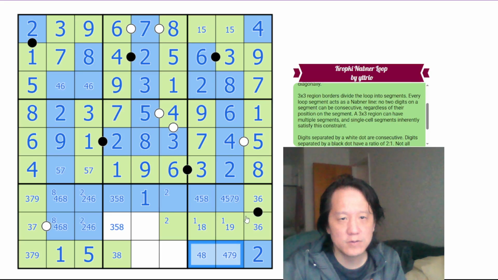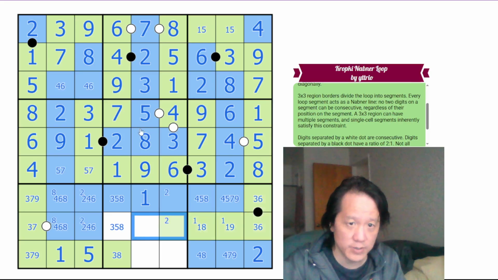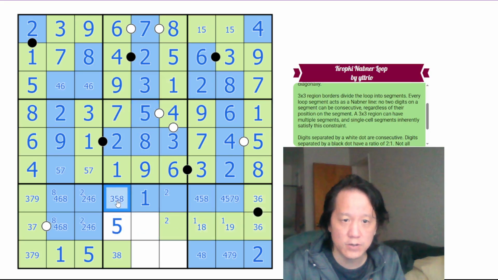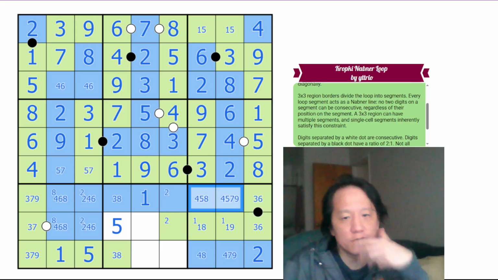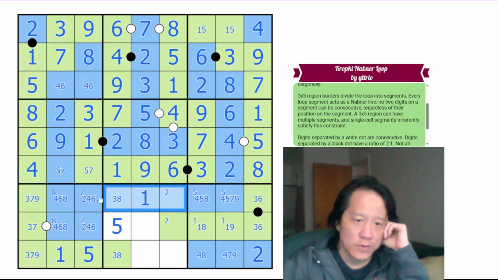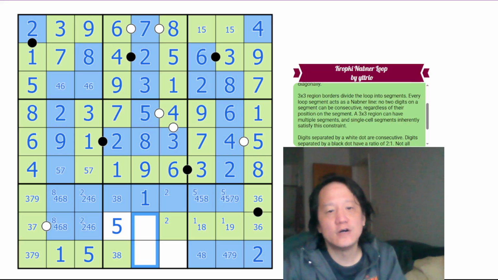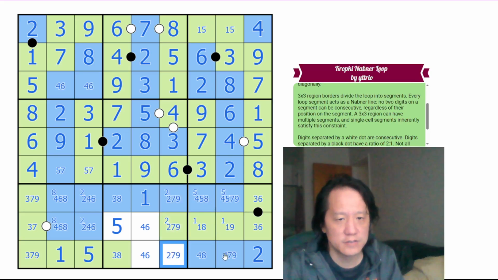Well, where is the 5 then in row 8? Can't be here because of 5 in the box. Can't be here because of the Nabner lines. Can't be here because of 5's in the column, so 5 has to be here. So this cannot be 5 here. One of these two is a 5. Remaining digits in column 5 are 4 and 6. Remaining digits in column 6 are 2, 7, 9. This can't be 2, though.